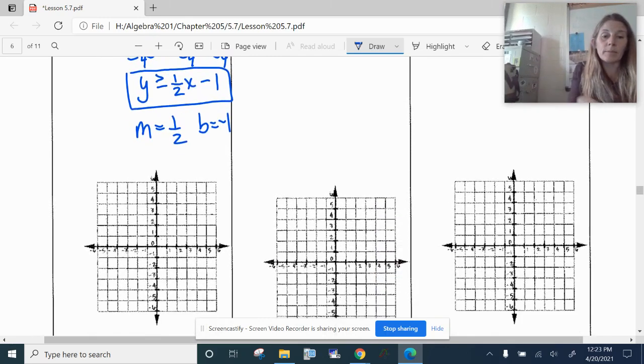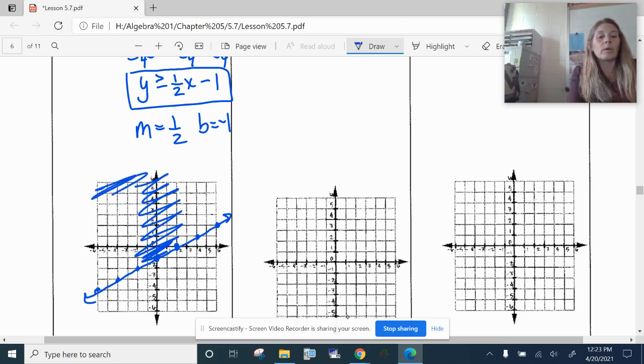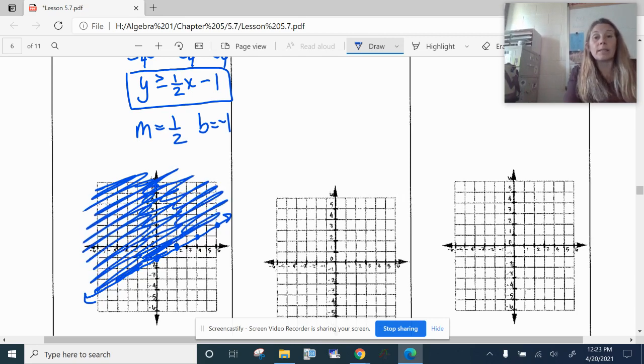So when I go to graph this, I'm going to begin at my y-intercept of negative 1. I'm going to move up 1 to the right 2, up 1 to the right 2, or down and to the left. This will be a solid boundary line because of my equal to on the inequality sign. And y is greater, so I'm going to find my y-intercept and go up. Of course, for any of these, you can still pick a test point like 0, 0. In this case, 0, 0 would be a solution because it is in the shaded area.